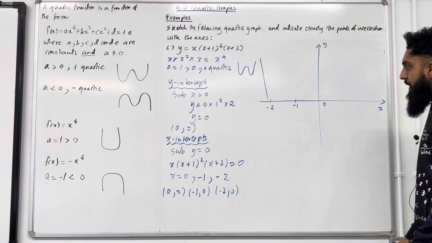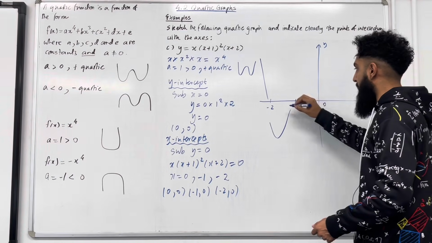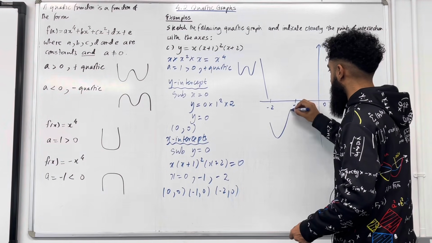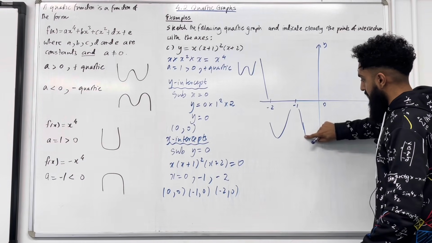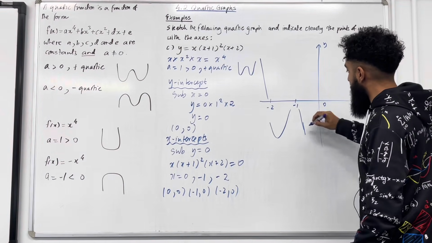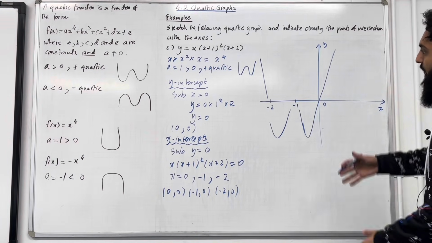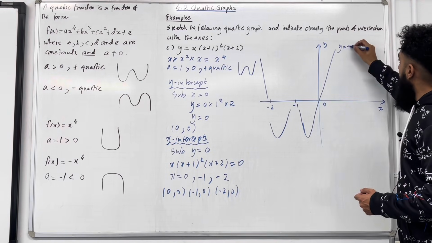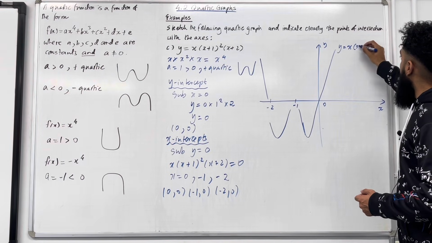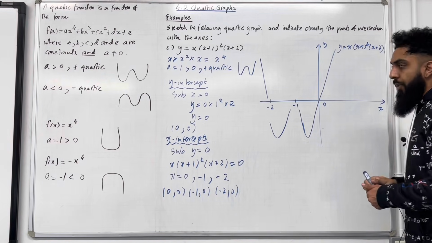So this is what my sketch will look like. Cut at x equal minus 2. Bounce at x equal minus 1, so bounce off. And then cut at x equals 0. That there is my complete sketch of y equal x in bracket x plus 1 squared in bracket x plus 2.